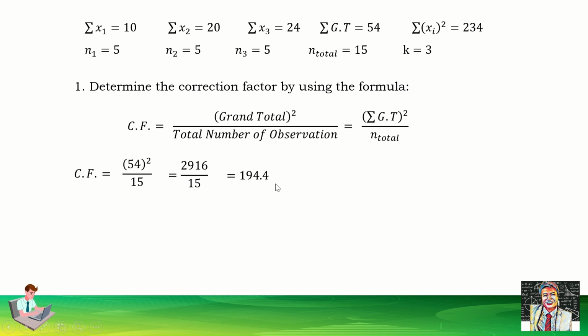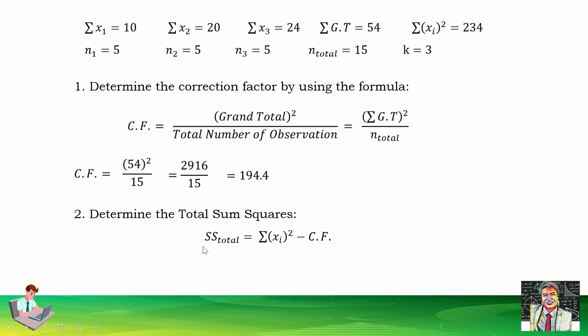Step 2. Determine the total sum of squares, or SS total. SS total equals the sum of all square data minus the correction factor. So, 234 minus 194.4 equals 39.6.